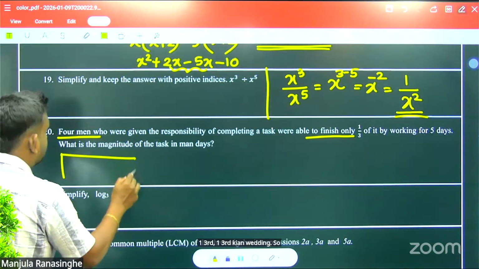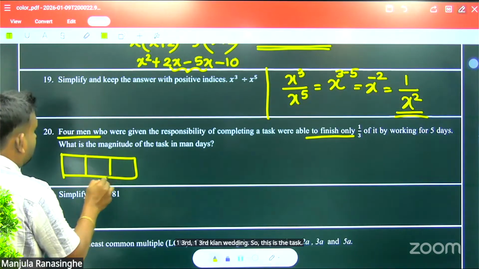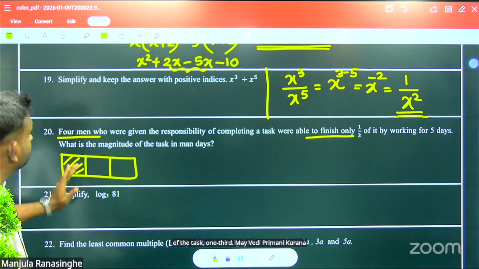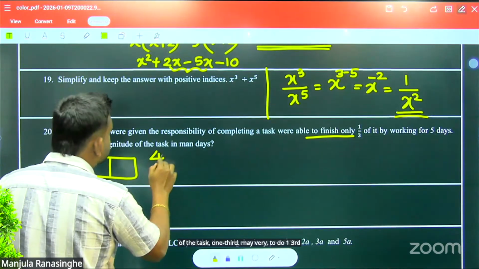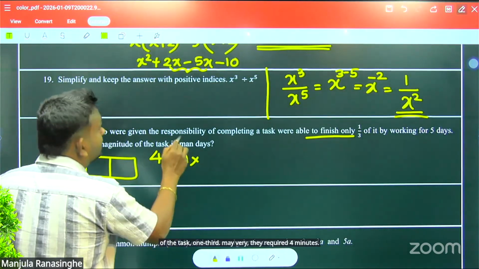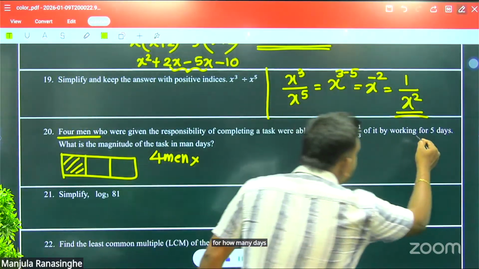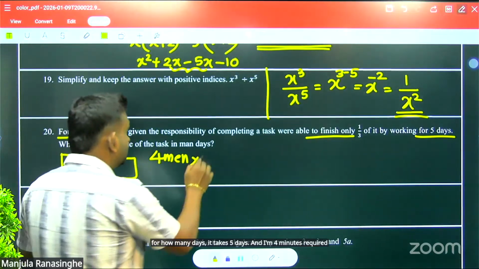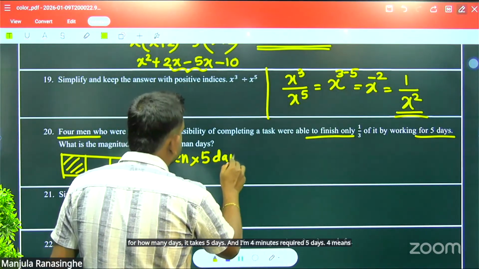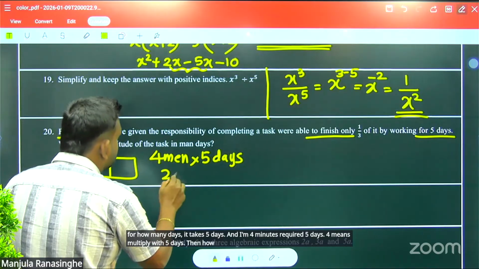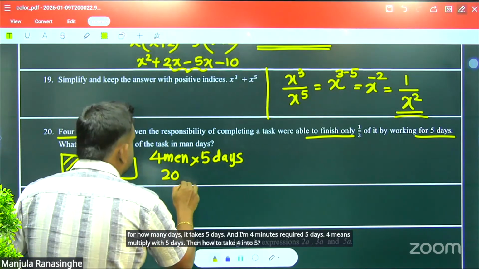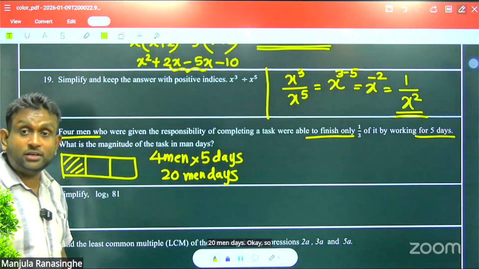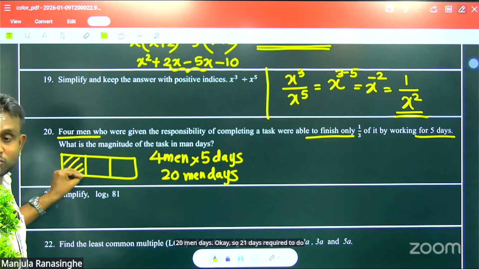So this is the task. To do 1/3 of the task, they required 4 men for how many days? They take 5 days. 4 men required 5 days. 4 men multiplied by 5 days. Then 4 into 5 is 20 man days. Okay, so 20 man days are required to do 1/3 of the task.